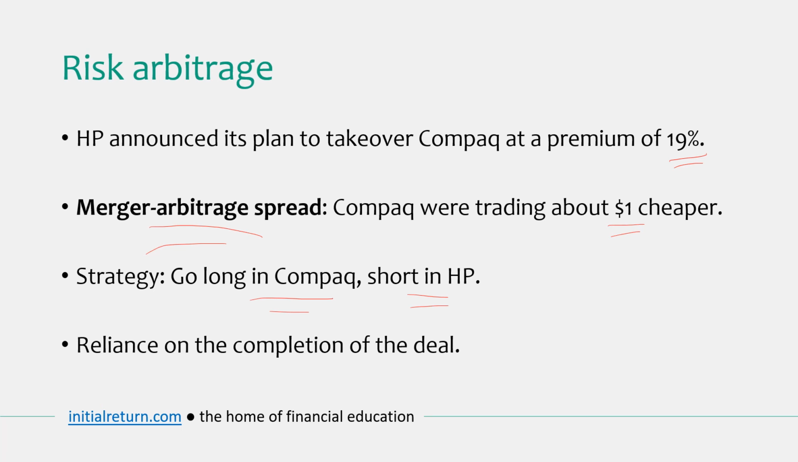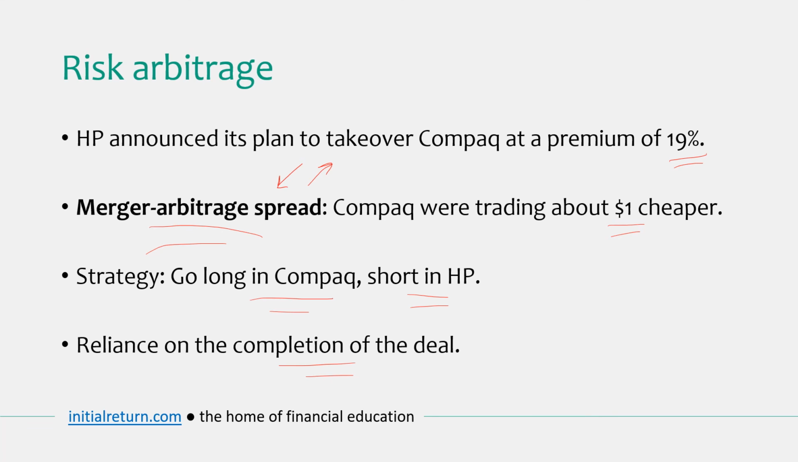But the key point here is that, again, this is a risky strategy because it relies on the completion of the deal. In fact, the merger arbitrage spread after the announcement is made is not static. It varies over time with the probability of completion. So the spread declines, it gets tighter if the probability of completion increases, and it gets wider if the probability of completion decreases. Then it's up to investors to judge whether the deal will be completed or not based on the available information.